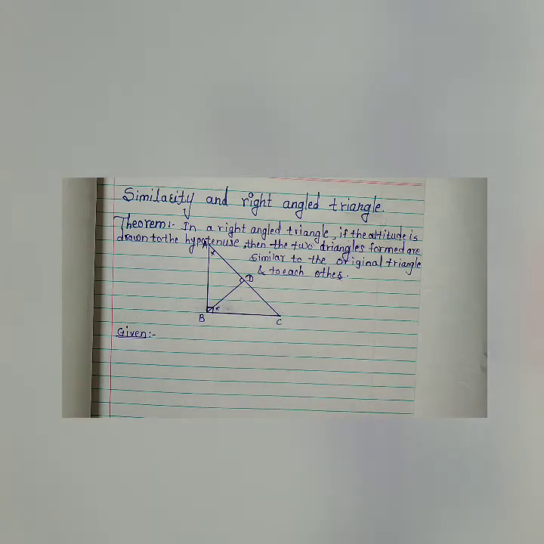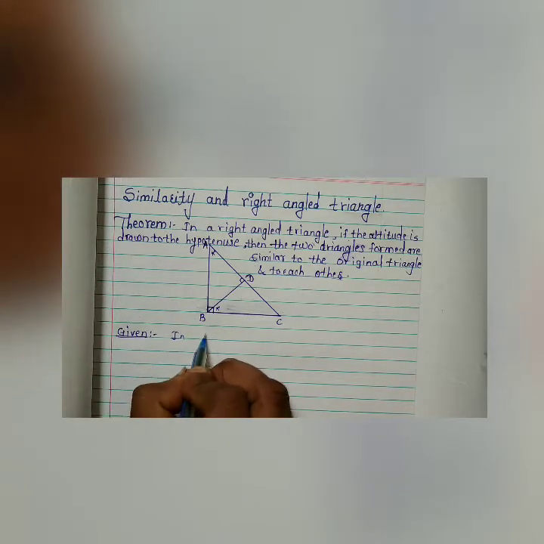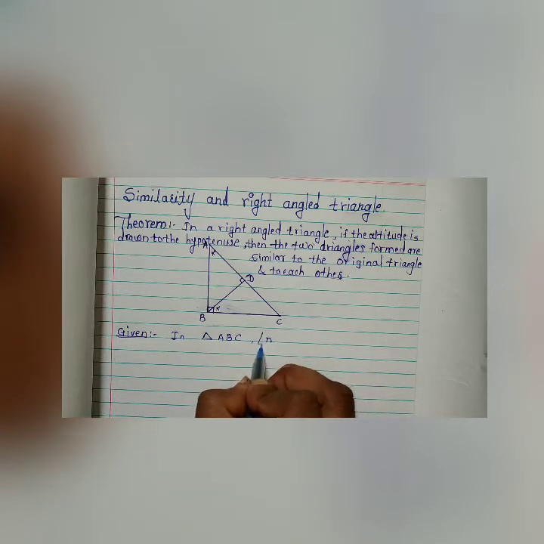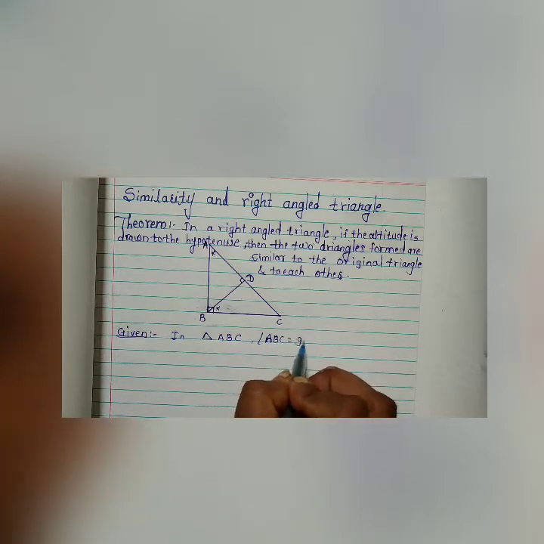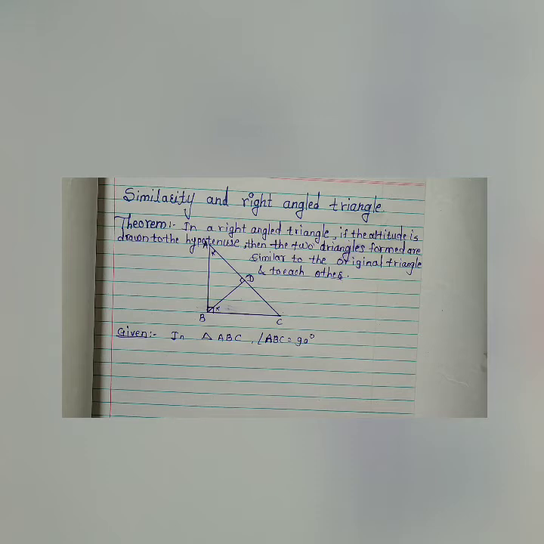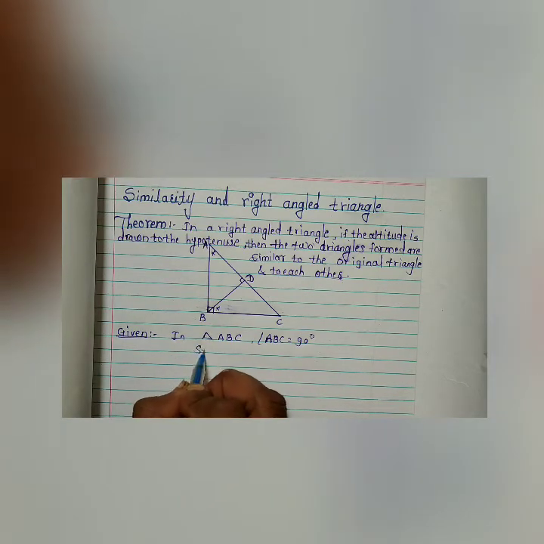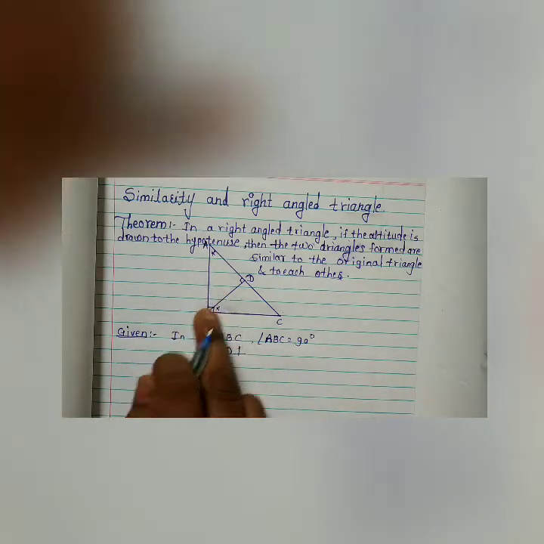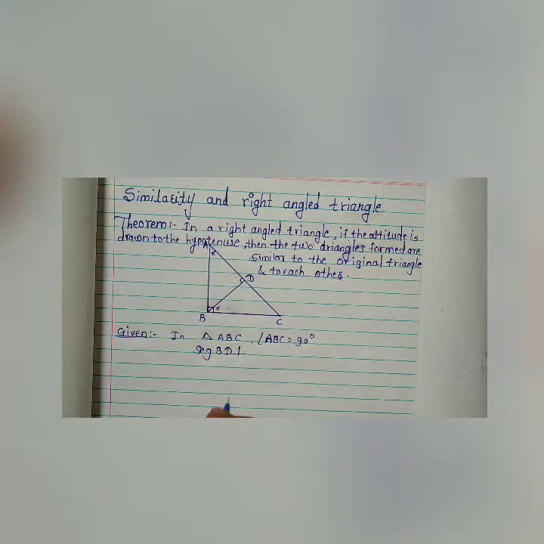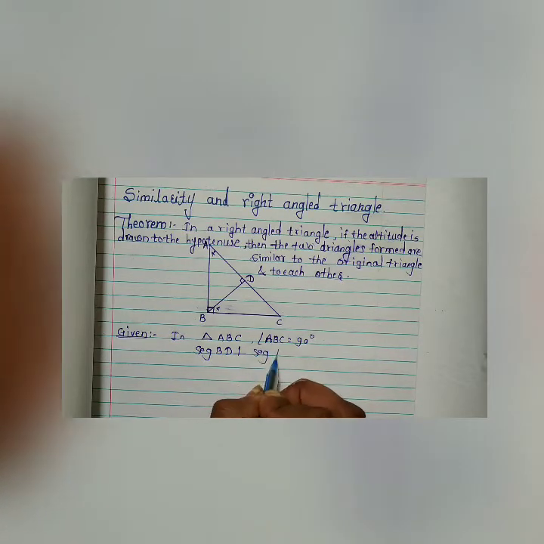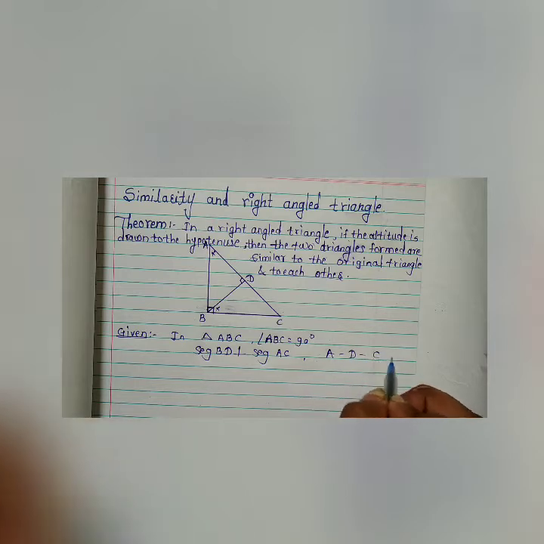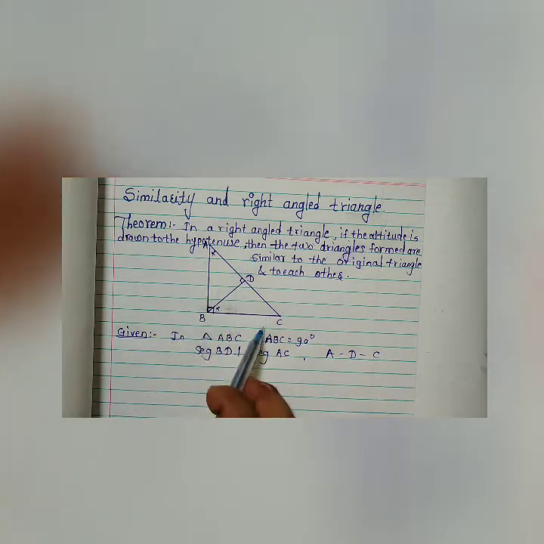Okay. Now the given is, in triangle ABC, the measurement of angle ABC is equal to 90 degrees. Next, segment BD is perpendicular to hypotenuse AC, meaning segment AC. Okay, and A-D-C means D lies between A and C.